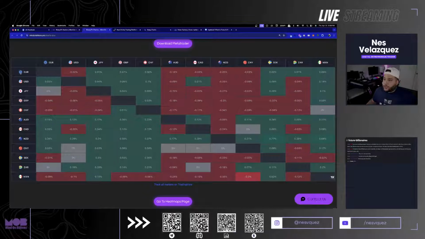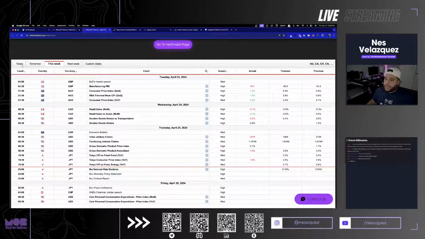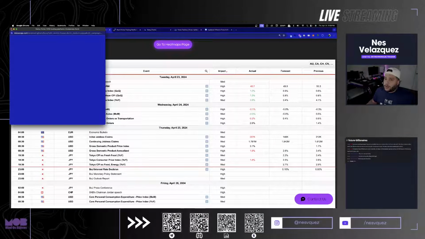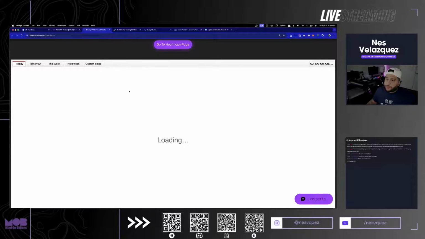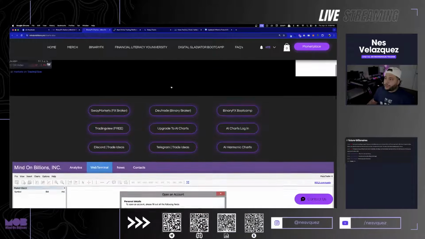Okay, you're looking at this Euro USD. You can see that overall it's depreciating in value. And then we have the news updates right over here. So you click on today, right? Get rid of the pop-up. Click on today again, and you can see the economic calendar.